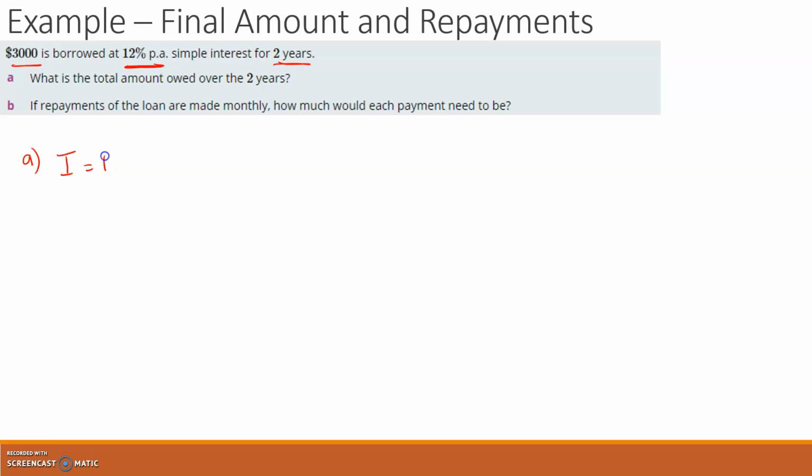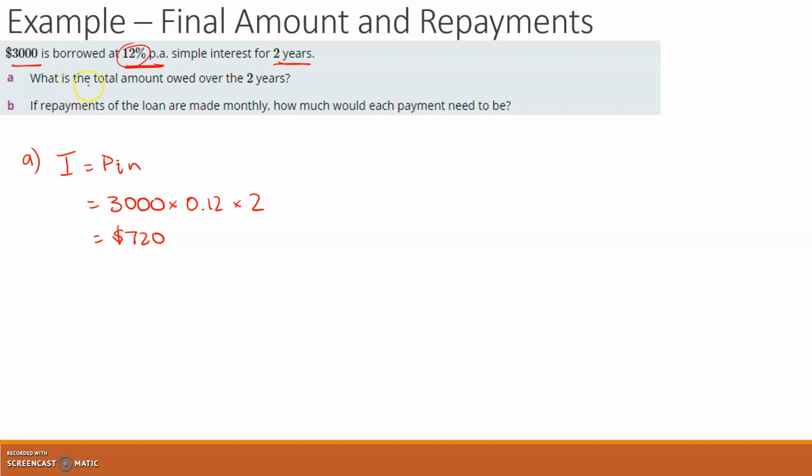So I equals PRN. My principal is $3,000. My interest rate is 12%, but I need to turn it into a decimal, so that's 0.12. And then my N, my number of years, is 2 years. Now this is just a bunch of numbers, so I can type them into my calculator. 3,000 times 0.12 times 2 is equal to $720. So that's the amount of extra interest that was earned on this loan.